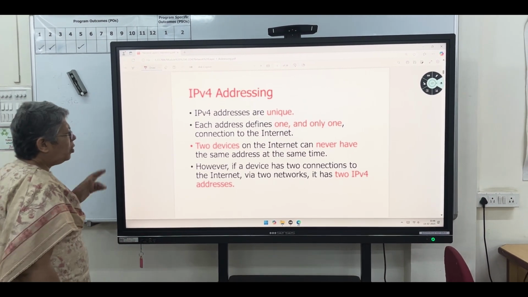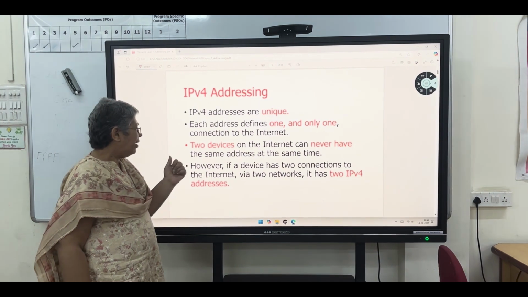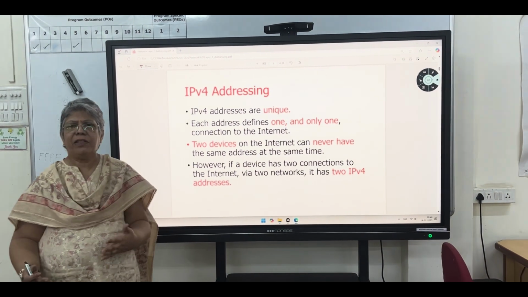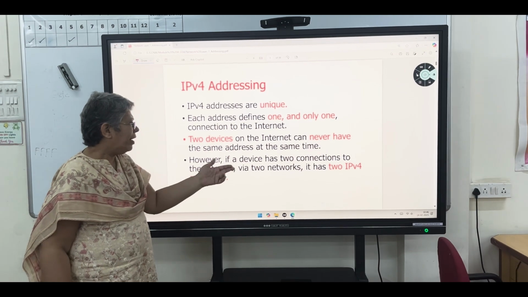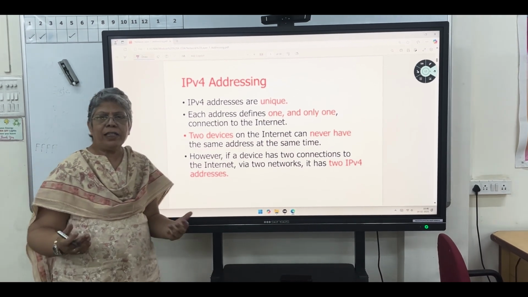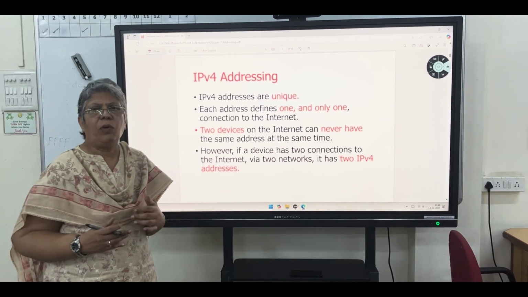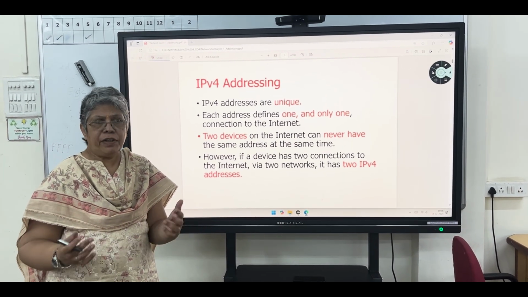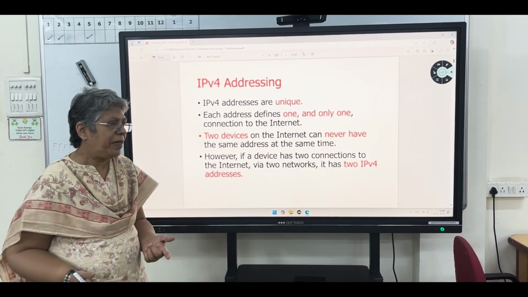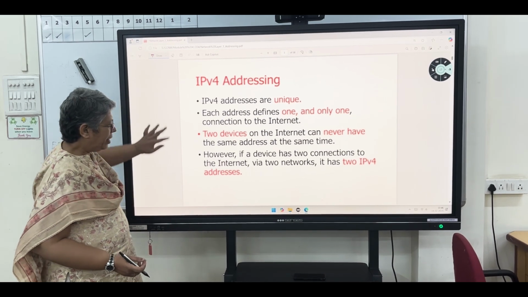Now, no two devices on the internet can ever have the same IP address at the same time, right? However, if a device has connections to the internet via two networks, it has to have more than one address. For example, if it's a router and the router is connected to more than two networks with its interfaces, then each interface will have a separate IP address. That is the meaning of it.